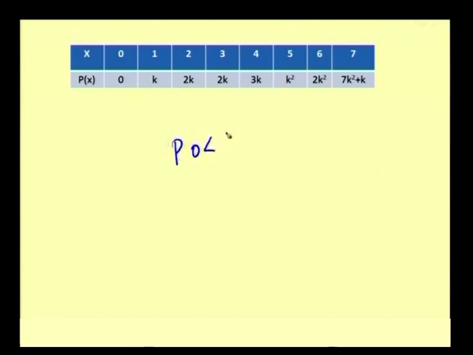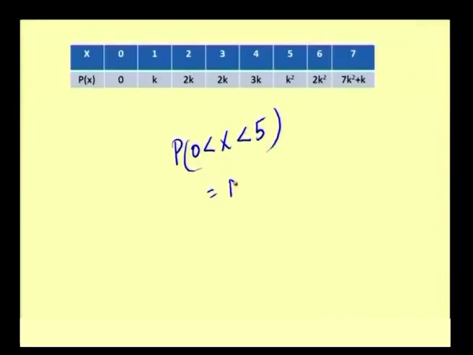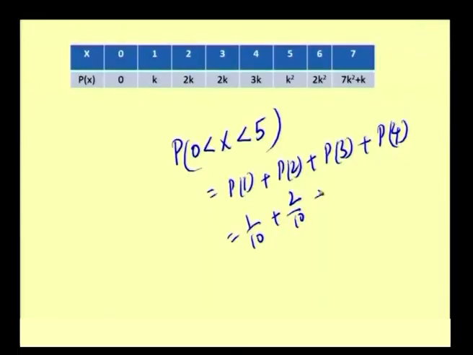Another subdivision is you are asked to find p of 0 less than x less than 5, that is the values between 0 and 5, where 0 and 5 are not included. So, you have p of 1 plus p of 2 plus p of 3 plus p of 4. This is 1 by 10 plus 2 by 10 plus 2 by 10 again and then 3 by 10. When you add, it is 8 by 10 equal to 0.8.